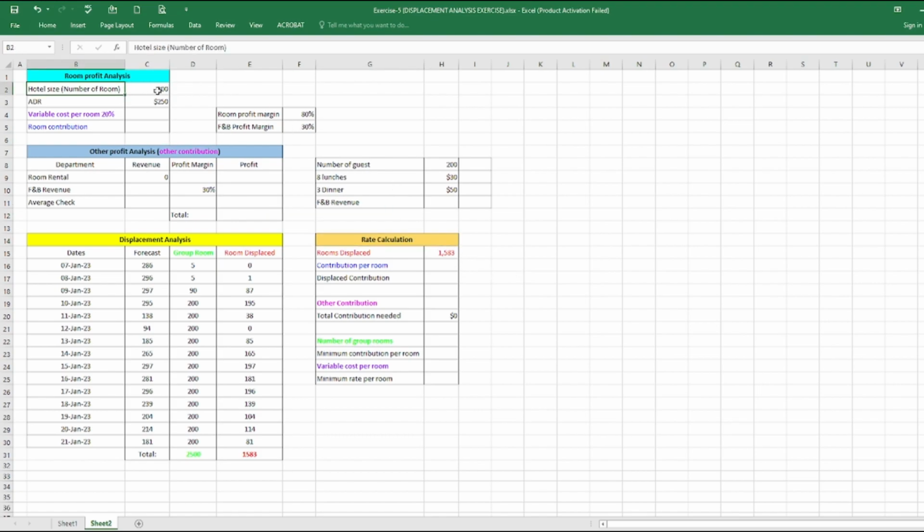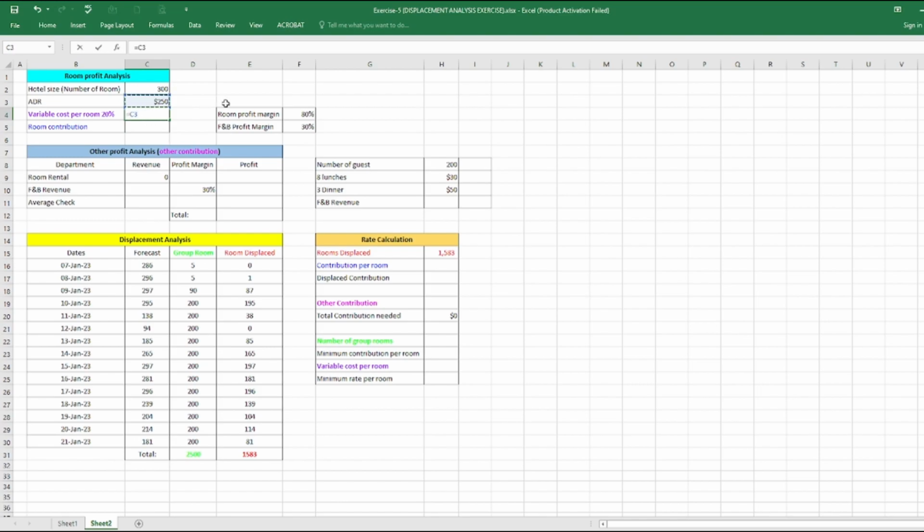So first of all, here our room size is 300 rooms. Our ADR is 250. Our variable cost per room, the room cost, is only 20%. So let's see how much. Let's calculate our cost per room.